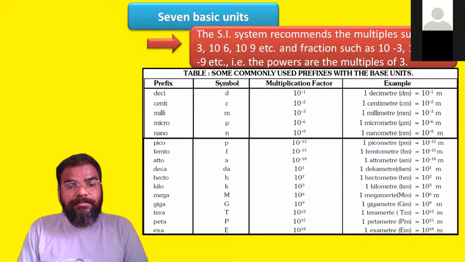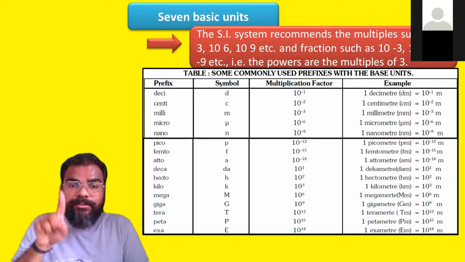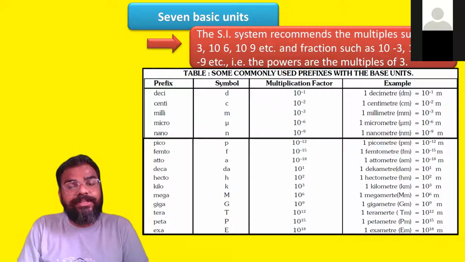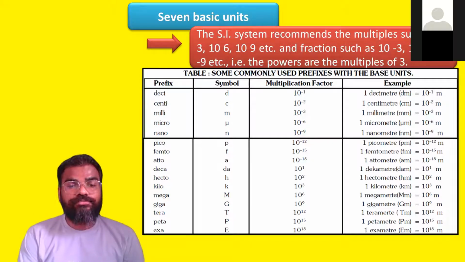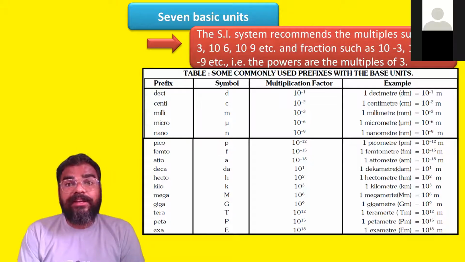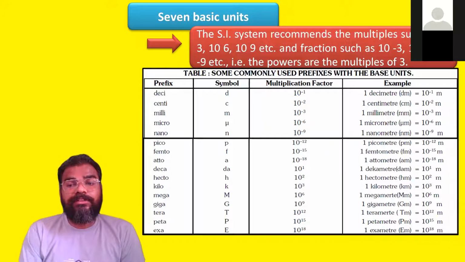After atto, we have deca, that is da, 10 raised to power 1 but in a positive manner. Deci was 10 raised to minus 1, deca is 10 raised to plus 1. So 1 decameter is equal to 10 raised to 1 meter. Then hecto, small h, 10 raised to power 2. 1 hectometer is equal to 10 raised to power 2 meter. Then kilo, k, 10 raised to power 3. 1 kilometer is equal to 10 raised to power 3 meter.